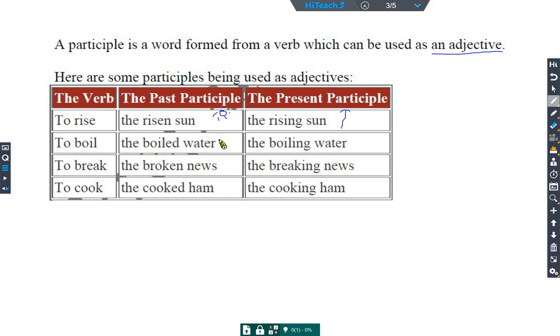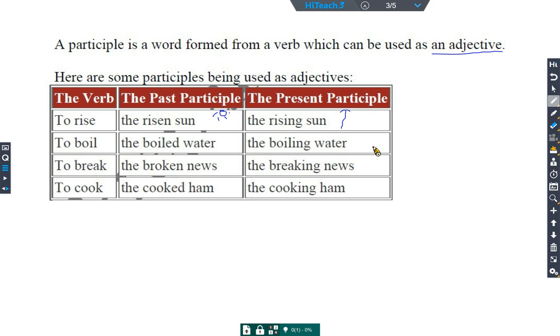And let's have a look at the second one. The boiled water and the boiling water. I like to ask my students this question. Do you drink boiled water or boiling water? Come on, answer it.